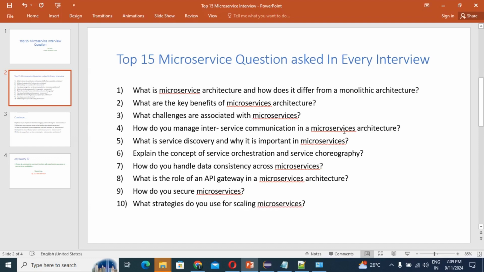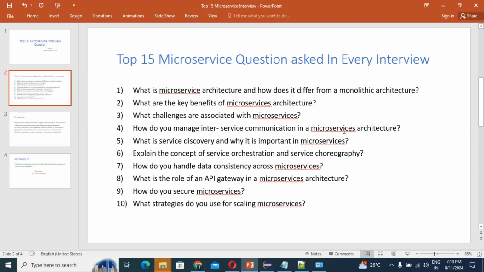Next challenge: data consistency. Ensuring consistency across distributed services can be challenging. This is one main point. So if you're going to use microservices, you should remember this point too. Data consistency: ensuring consistency across distributed services can be challenging.